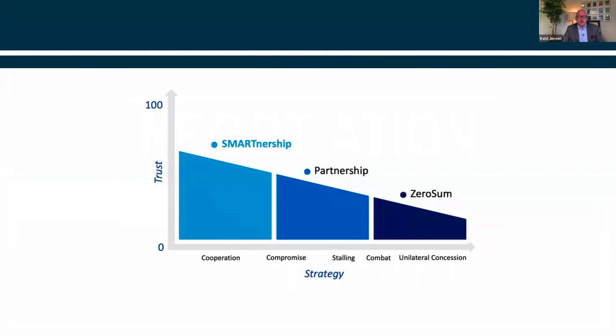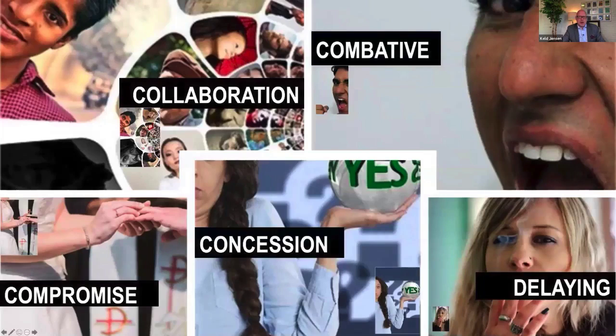And as you can see on the screen right now, I've created a slide showing you the three strategies we talked about last week: partnership, and zero sum. And if we look down at the horizontal line down here, you can see that cooperation, compromise, stalling, combat, and unilateral concessions are basically 5 different styles, the 5 chapters in how we read and understand the counterpart. That's really how we can divide that into the different strategies. So that's how I'm going to attack this topic today.